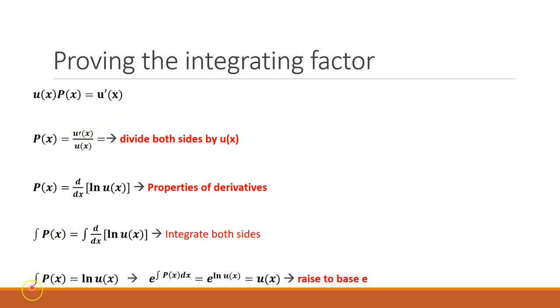Now I'm going to crunch myself for space. So the natural log of u of x. Now, if we want to get rid of this natural log, again, we're trying to get it into terms of u of x, we raise everything to base e. e to the integral of p of x dx is equal to e raised to the natural log of u of x. The natural log and base e cancel each other, and you're left with u of x. And this is where we get the integrating factor: u of x is equal to e raised to the integral of p of x dx.